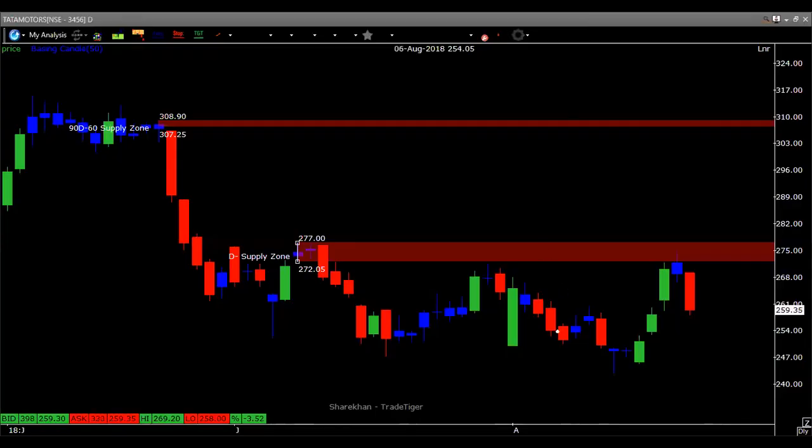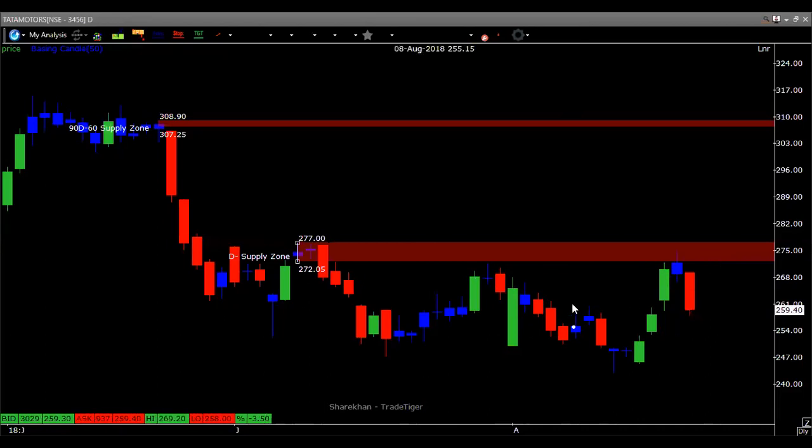If you notice here, price had come very close to this area of supply and it fell off even before entering into this area of supply. That gives me an indication that this zone is fresh. It has not been tested before, and that's the reason it worked.